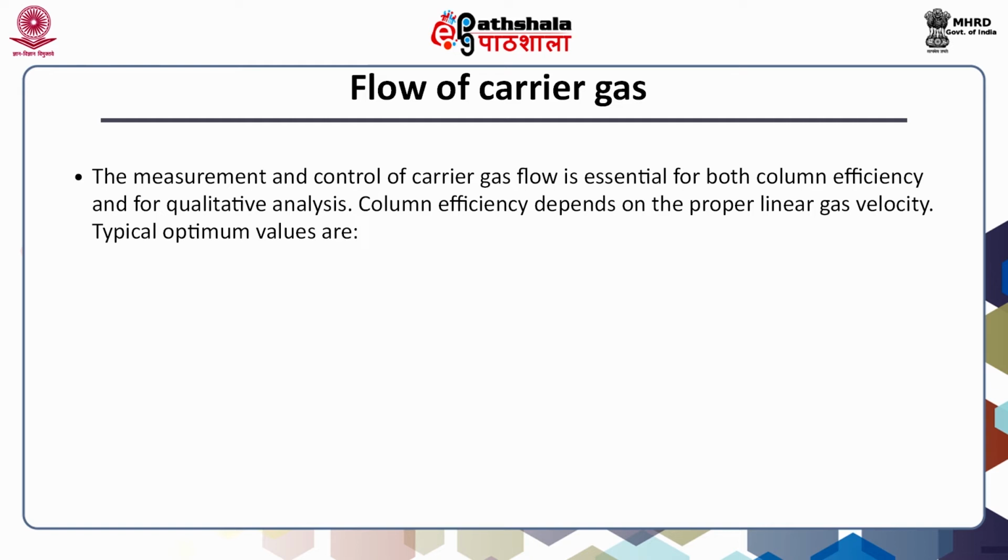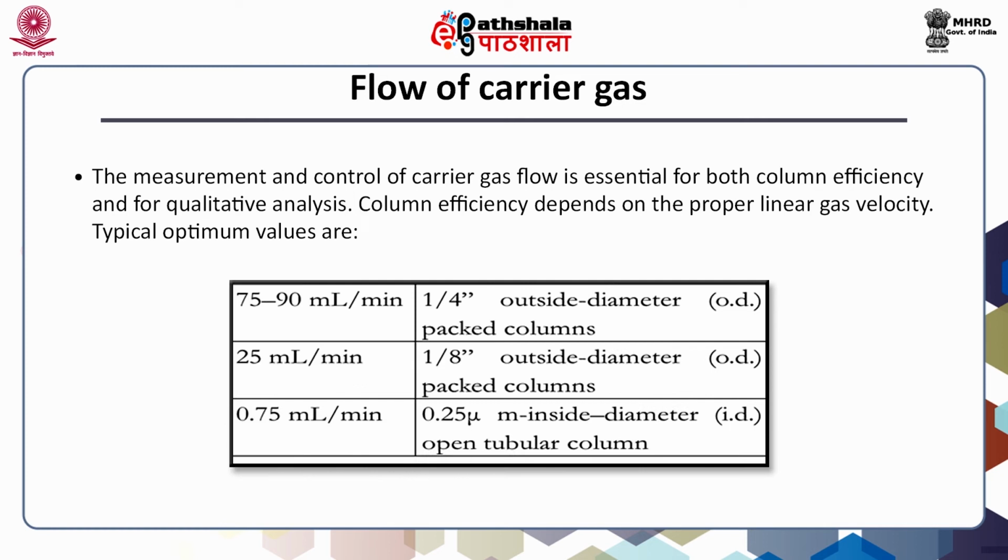So, one can control the flow of the gas, and this flow of the gas is again dependent upon the type of columns we are using. For example, if the columns are wider in nature, that means they have more OD and ID, then a higher amount of gas is required. For example, if 1 by 4 inch is the outside diameter of a packed column, then the requirement of the carrier gas is 75 to 90 ml per minute.